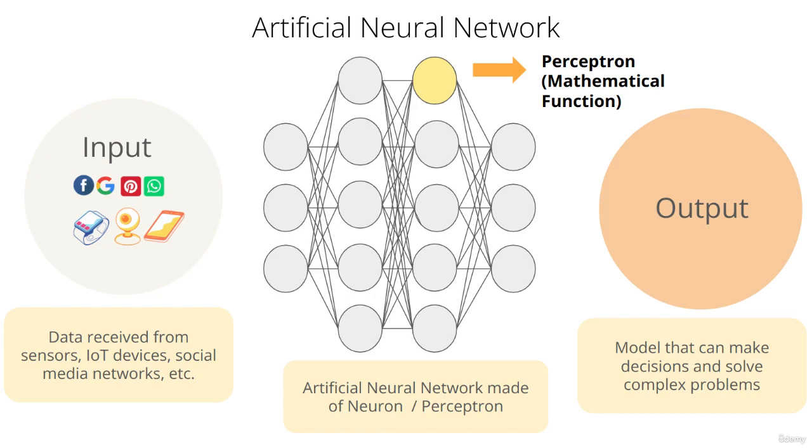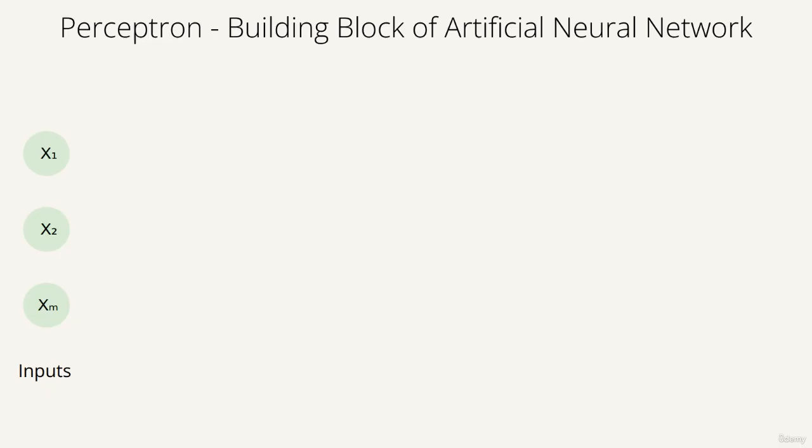But wait a minute, what does this mathematical function look like? Let's take a look at the perceptron, or the mathematical function, as a way of representing an artificial neuron. So, we first collect inputs, which is the data that is collected through different sources. We label each of these elements in the dataset as x of i: x of 1, x of 2, x of 3, and x of m, where m is the size of our dataset. We then apply weights to this data and pass this weighted data to a summation function.